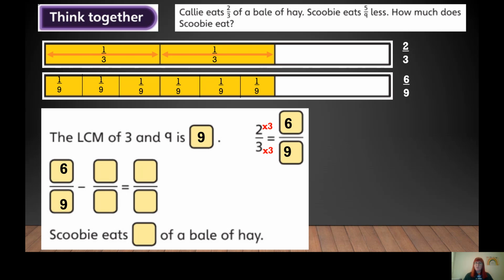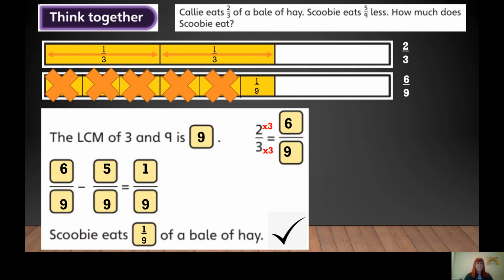So with that in mind, 6/9, or the original 2/3, which is what Callie eats, subtract 5/9, which is apparently the amount that Scooby eats, gives me a leftover 1/9. So Scooby eats 1/9 of a bale of hay. Yes, correct. And let's have a look. 6/9, subtract those 5/9 does indeed leave me with just 1/9.